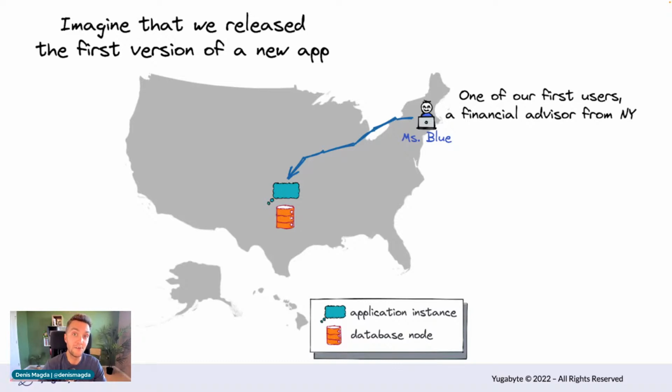So right now the messenger is deployed somewhere in the US Central or even South zone. We have a database node, we have an application instance. That application instance can be comprised of multiple microservices, and we've got several customers. On the first day of the application release, one of those customers is Mrs. Blue, a financial advisor from New York, and she enjoys our application.